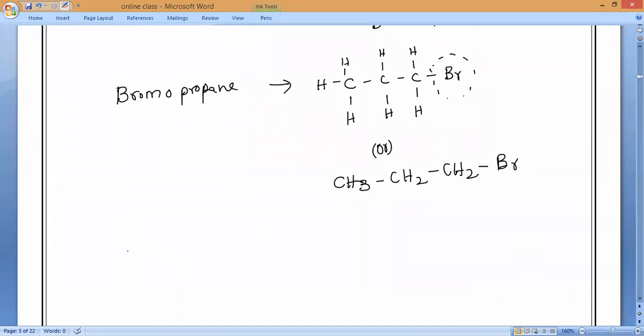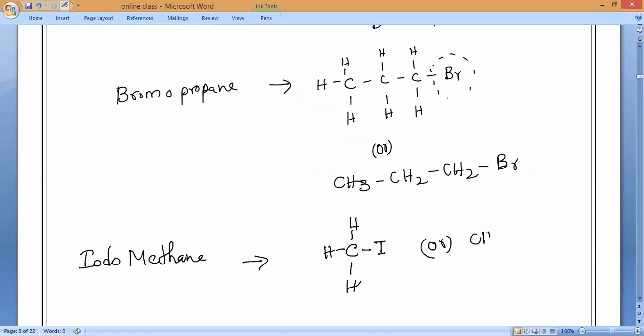So now let me take methane. If we take methane, I will replace it with iodine. The name will come: iodomethane. Can you tell me the structure? Iodomethane, how will it come? CH4 means 3 hydrogens, and in place of 1 hydrogen, what will come, guys? Iodine will come. Understand? So what is the condensed formula? CH3 single bond I. So this is how it will be happening.